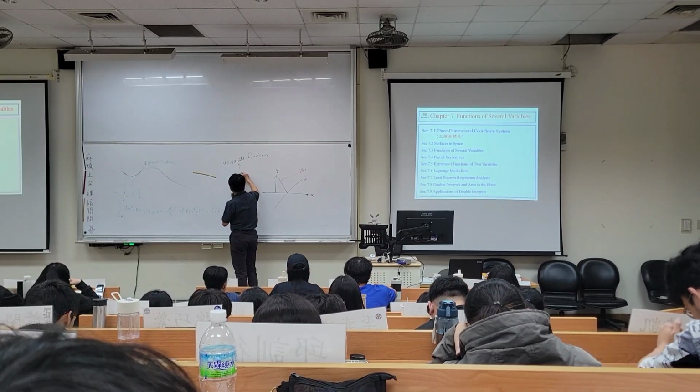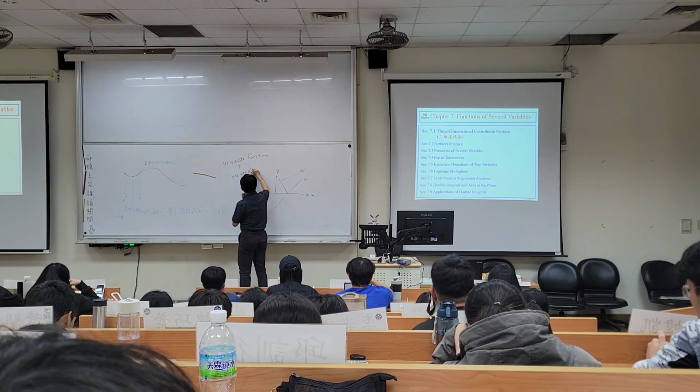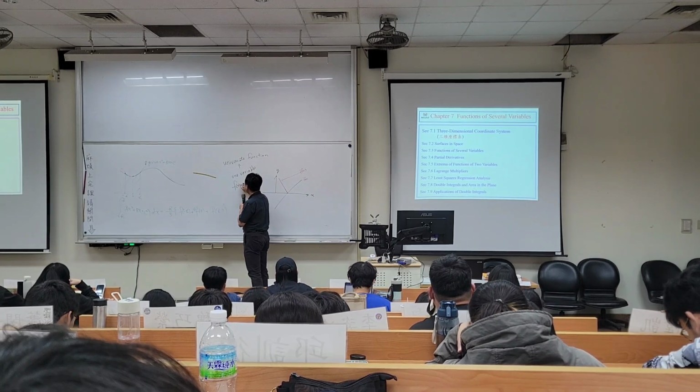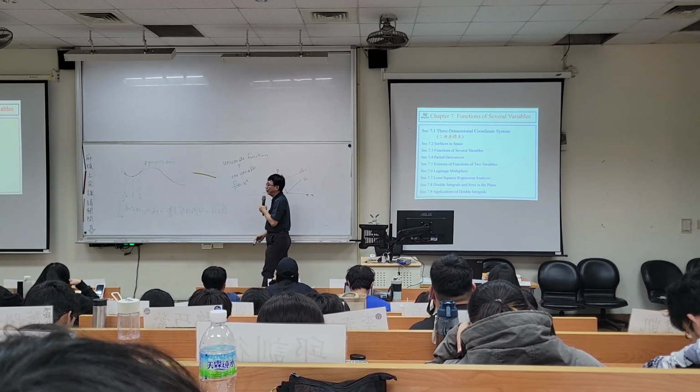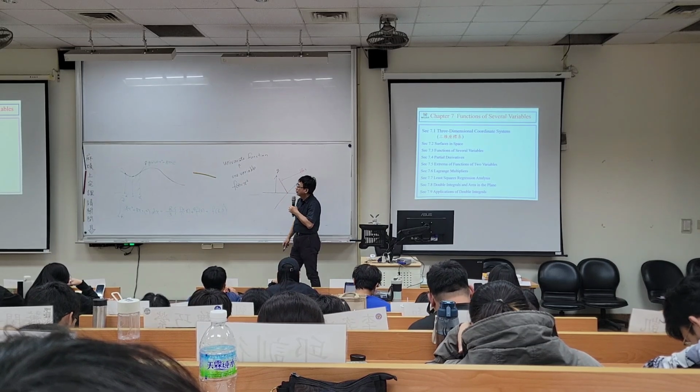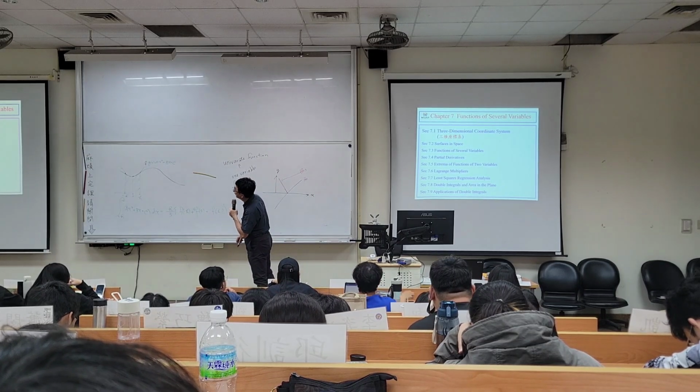One variable. For instance, f of x is equal to x squared. For now, we're going to talk about just the functions of multivariate, just the several variables.